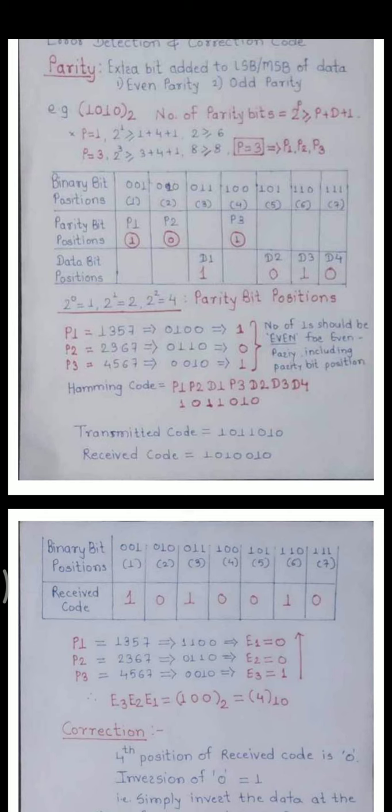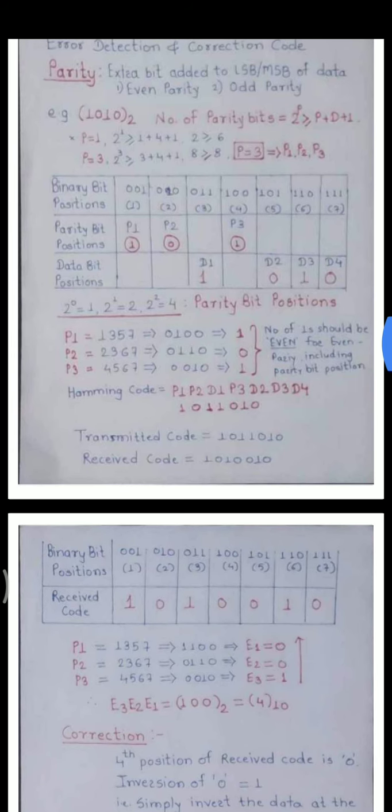We have written the number of ones should be even for even parity, including the parity bit position also. Again, let's check for P2. P2 is at 010 position. Now 1 is at the middle, not at LSB, not at MSB. 1 is at the middle position.